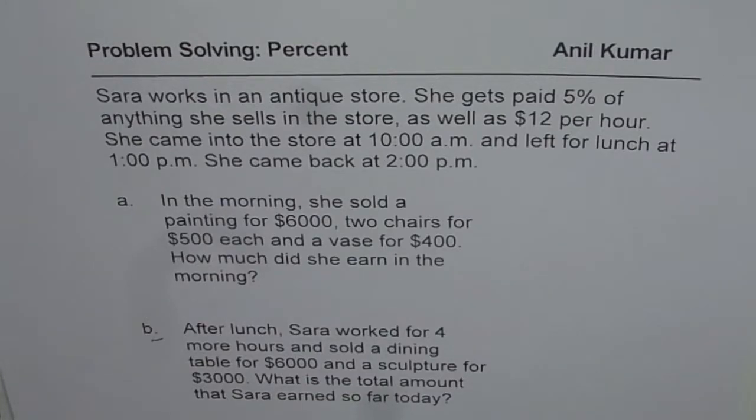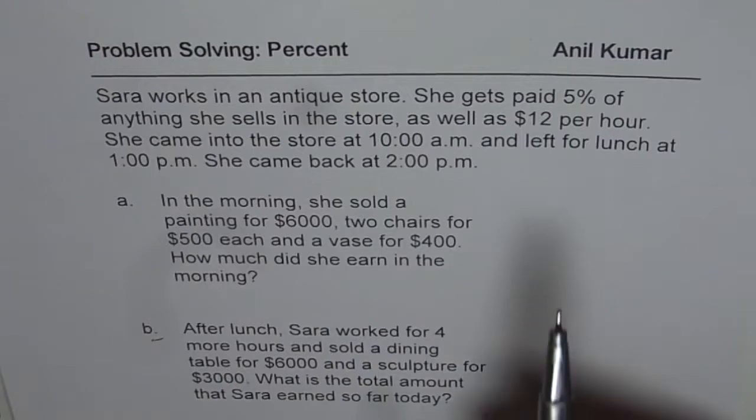Part B is, after lunch, Sarah worked for 4 more hours and sold a dining table for $6,000 and a sculpture for $3,000. What is the total amount that Sarah earned so far today? That means including morning and afternoon. You can pause the video, answer, and then look into my suggestions.